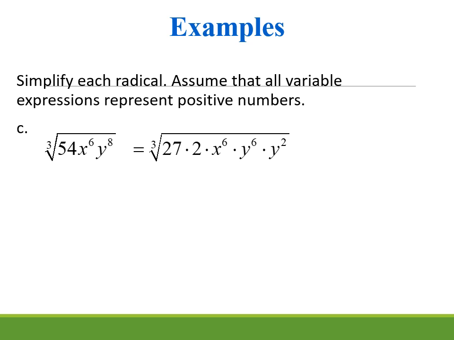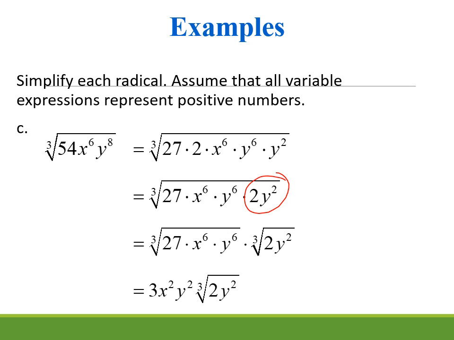And what we're going to do is finish it. So 2 and y squared, they can't be simplified because 2 is prime and y squared is not a multiple of 3. The power is not a multiple of 3, so we're just going to move those to the end, notice. And then the rest we're going to actually break down. Well, we've talked about multiple times what the cube root of 27 is, and the cube root of 27 is 3. And 6 divided by 3 is 2, so it becomes 3x squared times y squared times the cube root of 2y squared.